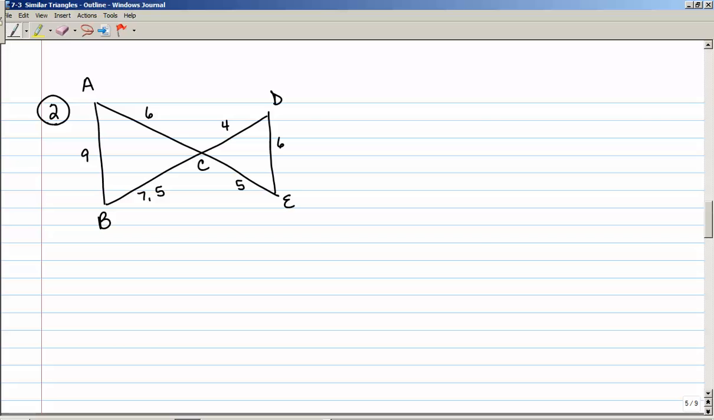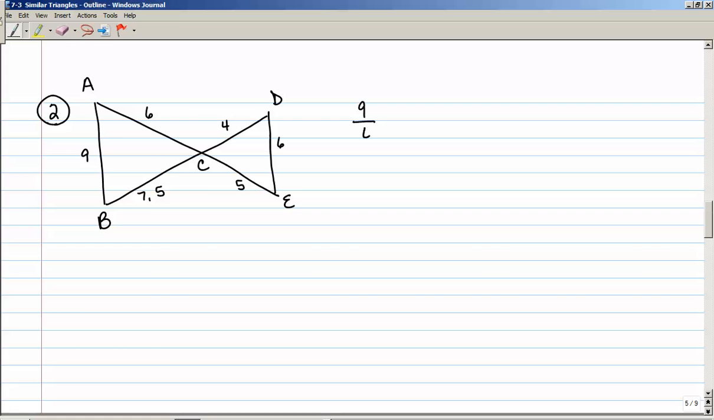Example number 2 here, I don't have any specific information about angles, but I do know that those two are going to be congruent to each other because they're vertical angles, but I do have information about the sides. So which sides would probably correspond to each other? Most likely 6 and 9.